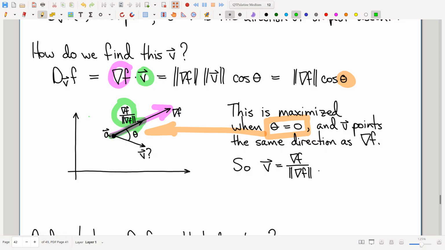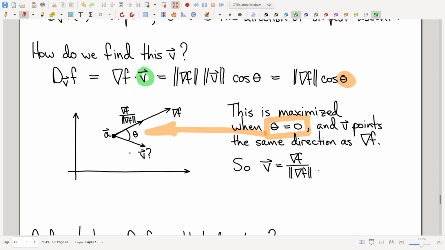So that the angle between those is 0. Wait, why is it maximized when theta is equal to 0? That's just trig. Cosine theta, just think about the biggest cosine theta can ever get, which is 1. Oh, okay. When is cosine theta 1? Yeah, that's just trig. Okay.